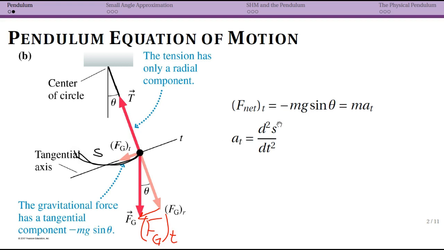And still acceleration, so second derivative. So we then equate that back, noticing that mass is going to cancel on both this side and that side. So we're left with minus g sine theta.